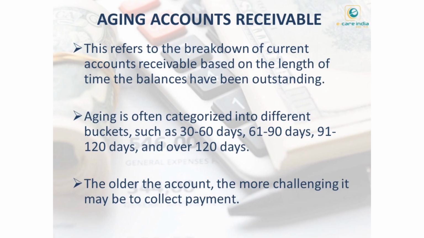Aging accounts receivable. This refers to the breakdown of current accounts receivable based on the length of time the balances have been outstanding. Aging is often categorized into different buckets, such as 30 to 60 days, 61 to 90 days, 91 to 120 days, and over 120 days. The older the account, the more challenging it may be to collect payment.